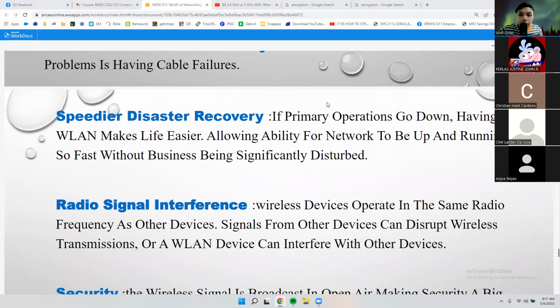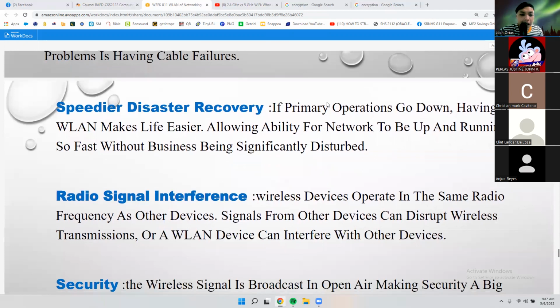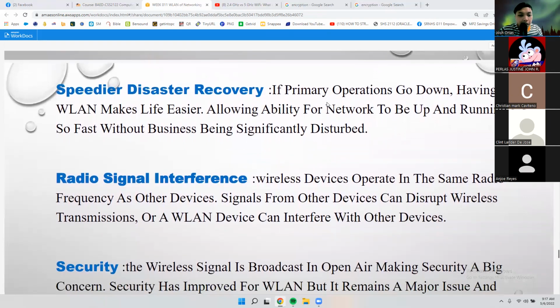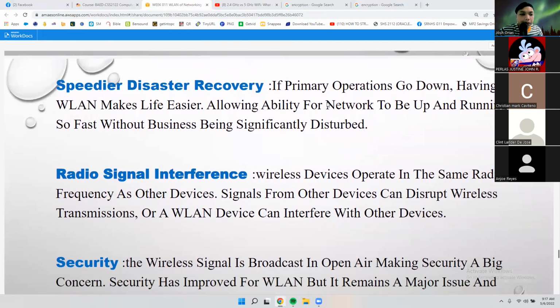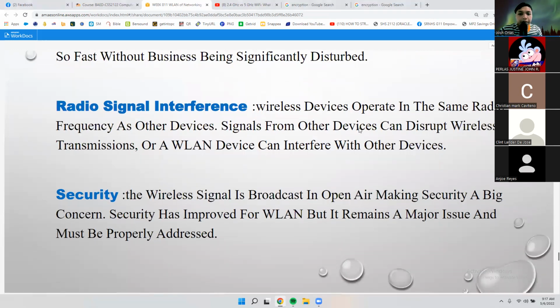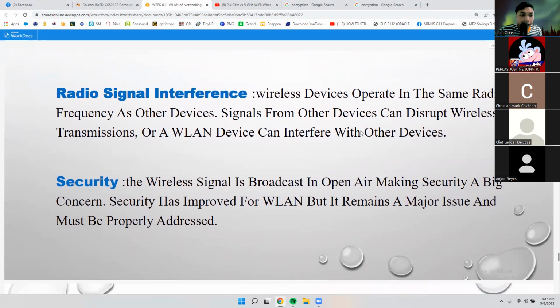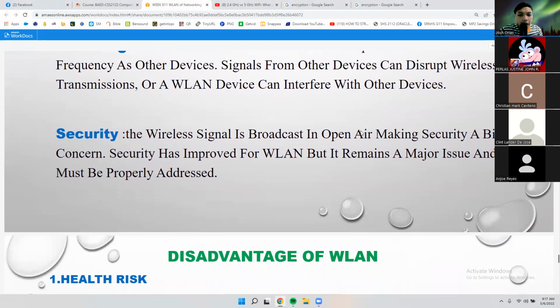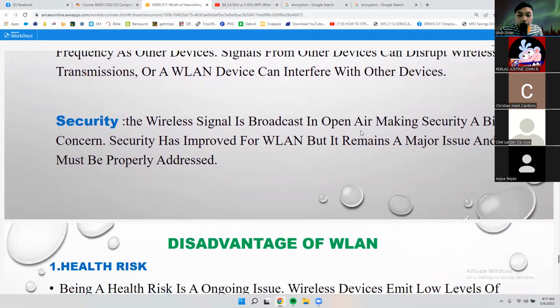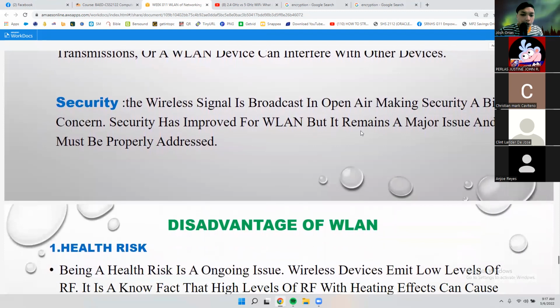So, if the primary operations go down, having a WLAN makes life easier. Yeah. So, the ability for a network to be built and running so fast without business being significantly disturbed. So, magiging productive tayo dahil sa ganda ng mobility nito. At the same time, yung speed ng trabaho, yung speed din ng internet. Radio signal interference. Wireless devices operate on the same radio frequency as other devices. Signals from other devices can disrupt wireless transmission. Okay? So, security. Wireless signal is broadcast in open air, making security a big concern. So, also a concern din, no?